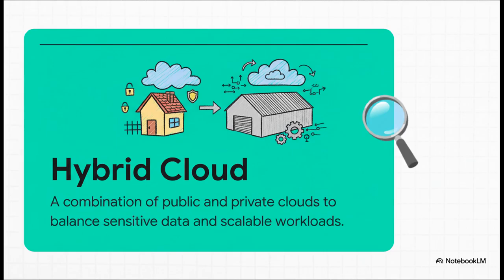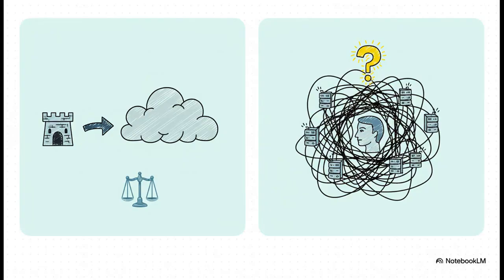Our third path, the hybrid cloud, is all about trying to get the best of both worlds. Picture this. You own a super secure vault, your private cloud, for your most valuable stuff. But right next door, you rent a massive flexible warehouse, the public cloud, for everything else. You keep your sensitive data safe and sound, but you still get to use the public cloud's power for everything else.